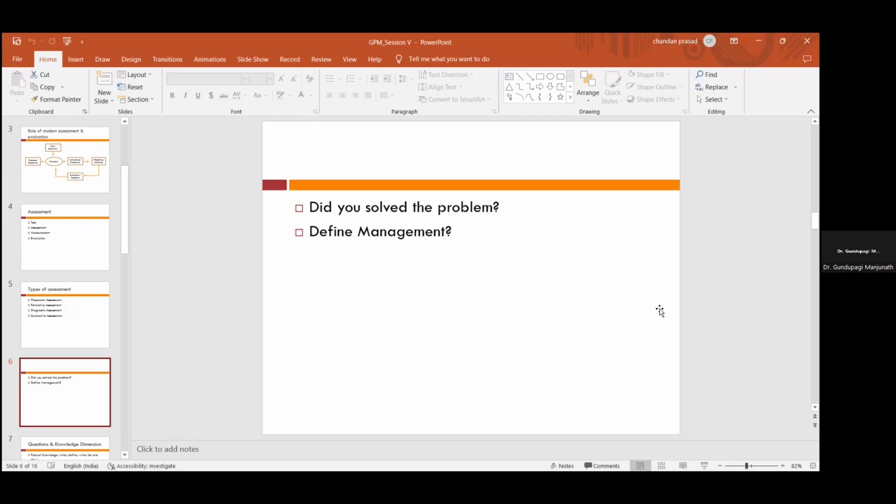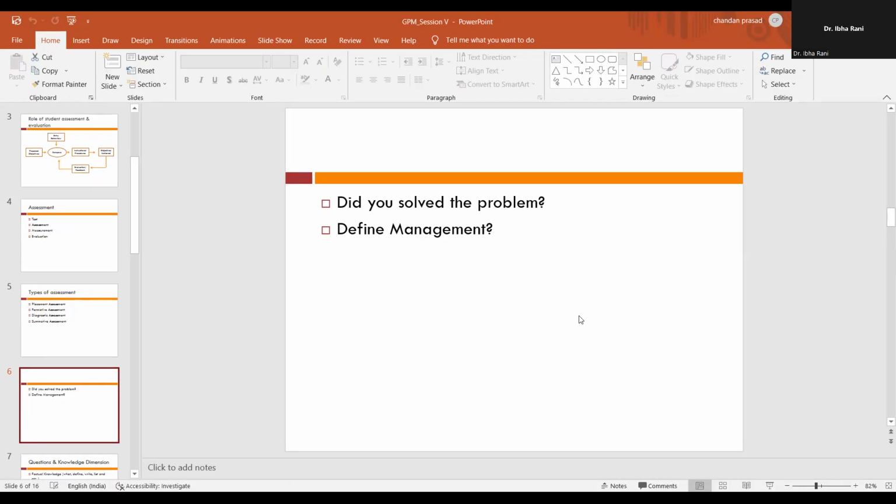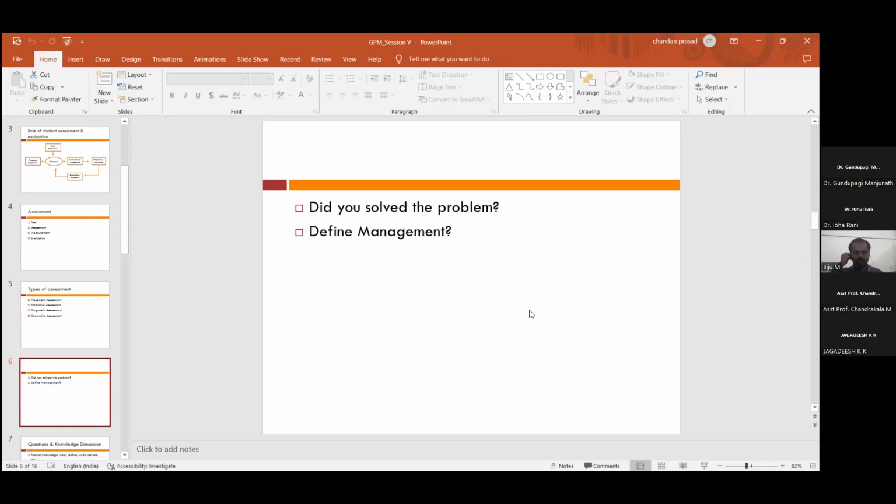In these two questions, for "Did you solve the problem?" I can give only two options, either yes or no. Right? We have only two options, yes or no. And in the second question, define management, we will be providing a short type of answer.